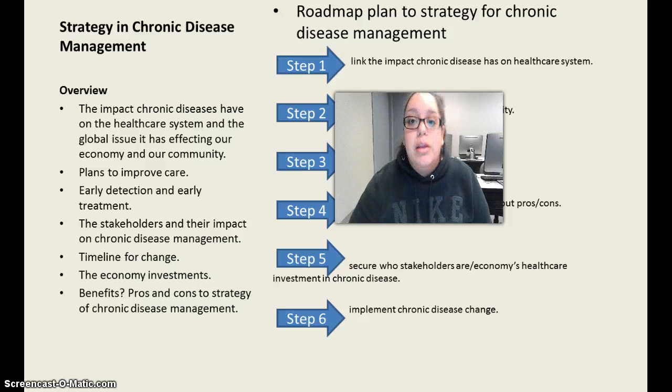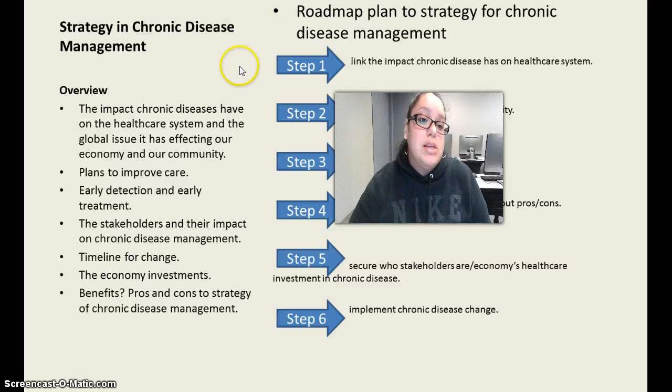The roadmap plan is: Step 1, link the impact of chronic disease on the healthcare system. Step 2 is to create a geographic origin area of equity. Step 3 is to diagnose the chronic disease issue. Step 4 is to design a plan to implement, weighing out pros and cons. Step 5, secure who the stakeholders are, the economy's healthcare investment in chronic disease. And Step 6, implement the chronic disease change.